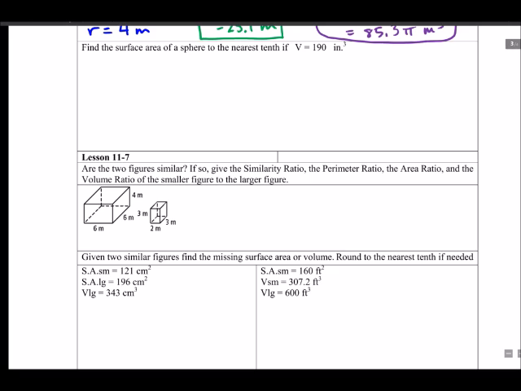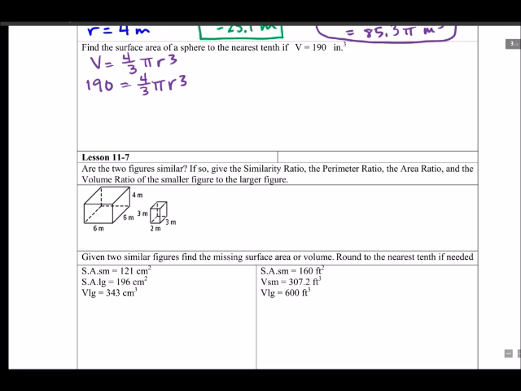So we want to find the surface area of a sphere to the nearest tenth if our volume equals 190 inches cubed. So we know the volume of a sphere is 4/3 pi r cubed. And then we're just going to substitute in what we know. You always write your formula and then substitute in. So 190 equals 4/3 pi r cubed.